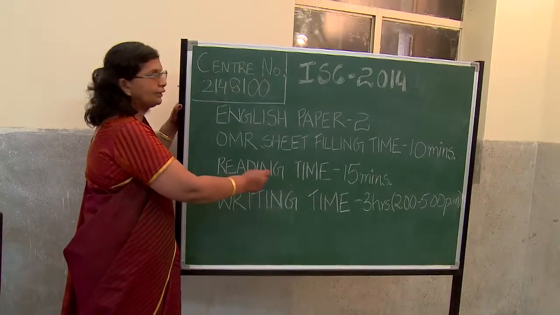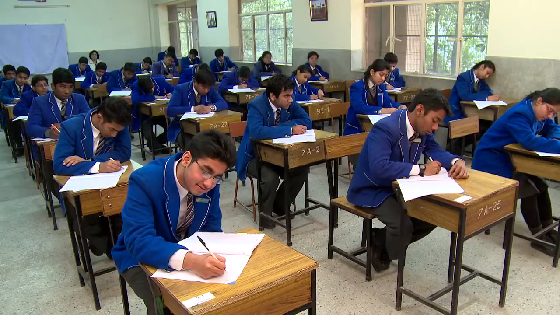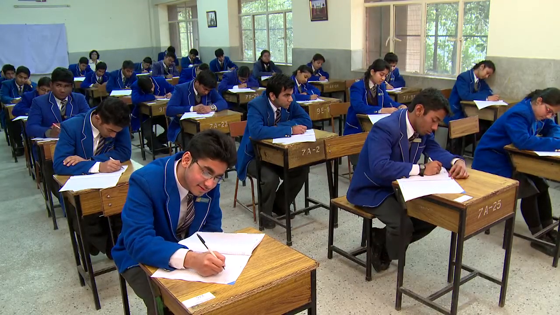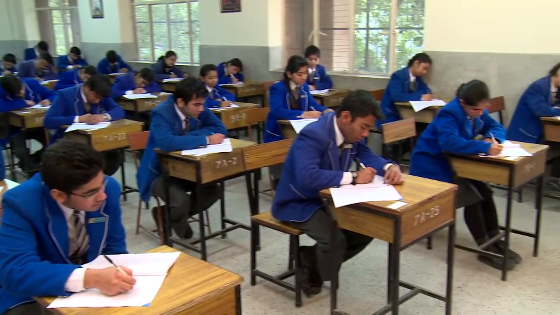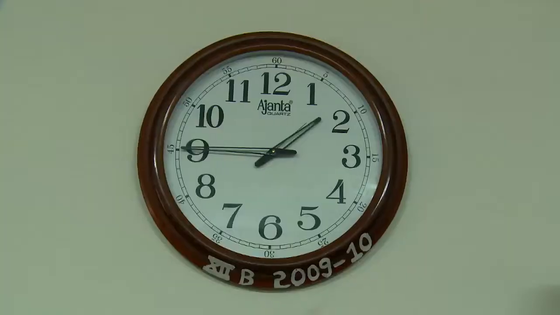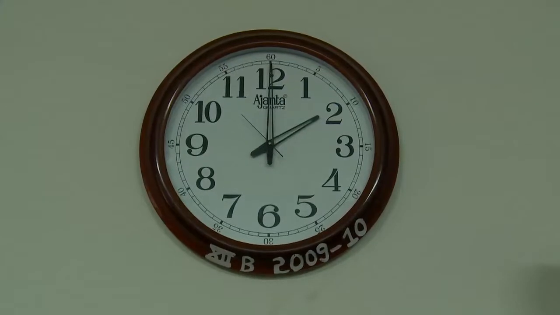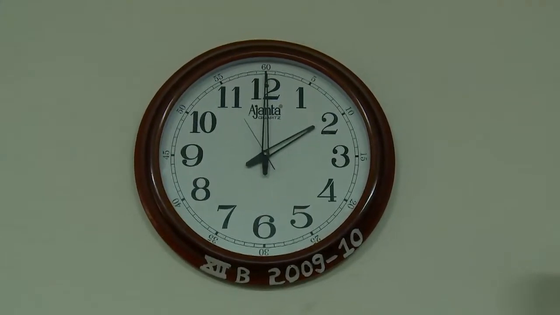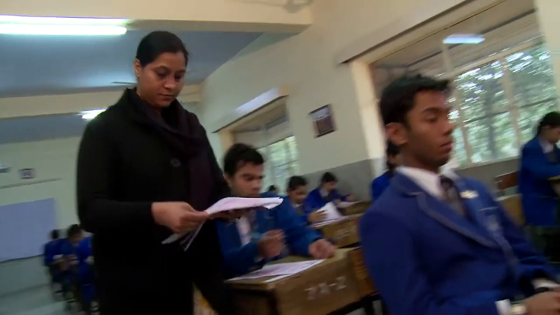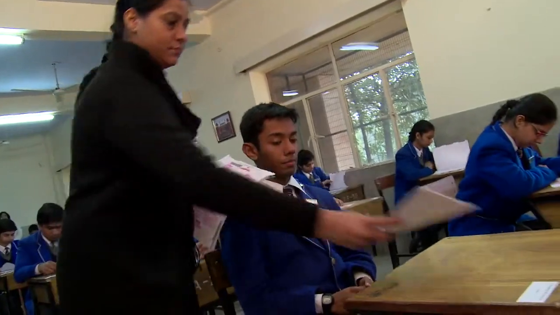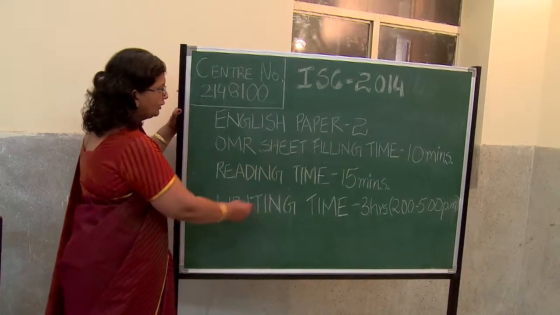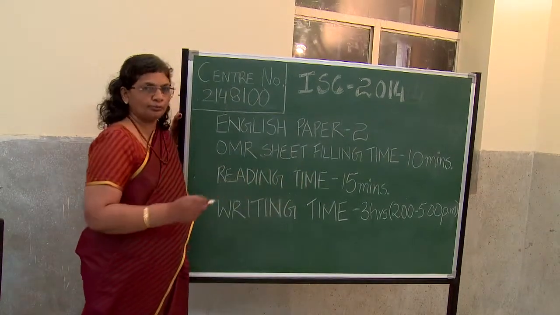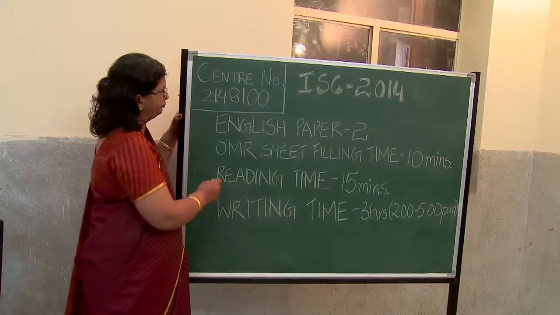For the ISC theory examination, all candidates should be seated in the examination hall by 1:30 p.m. 10 minutes time is to be given to candidates for filling up the top OMR sheet, followed by 15 minutes reading time for the question paper. Candidates will start writing at 2 p.m. The invigilators should distribute the answer booklets to the candidates, and the supervising examiner should explain the procedure for filling the necessary details in the top OMR sheet and the top sheet of the main answer booklet.